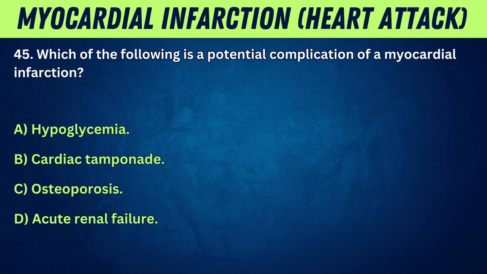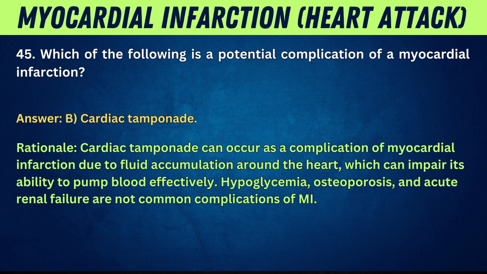45. Which of the following is a potential complication of a myocardial infarction? A. Hypoglycemia. B. Cardiac tamponade. C. Osteoporosis. D. Acute renal failure. Answer: B. Cardiac tamponade. Rationale: cardiac tamponade can occur as a complication of myocardial infarction due to fluid accumulation around the heart, which can impair its ability to pump blood effectively. Hypoglycemia, osteoporosis, and acute renal failure are not common complications of MI.